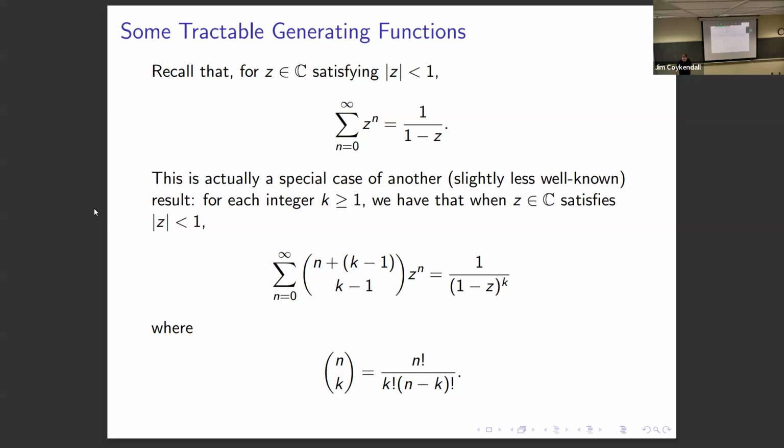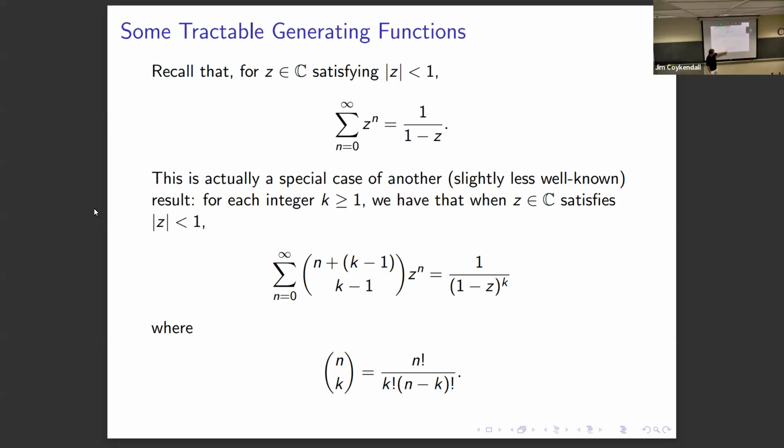We all know that. A lesser well-known identity is the following though. If you look at a series of this form, you can show that the radius of convergence of this series is at least 1. And for every z satisfying the property that the modulus is strictly less than 1, this sum turns out to be 1 over 1 minus z raised to the power k. And this is a very useful identity for a lot of reasons, and we'll see why it's useful in our dice example. Hopefully you all know this notation.